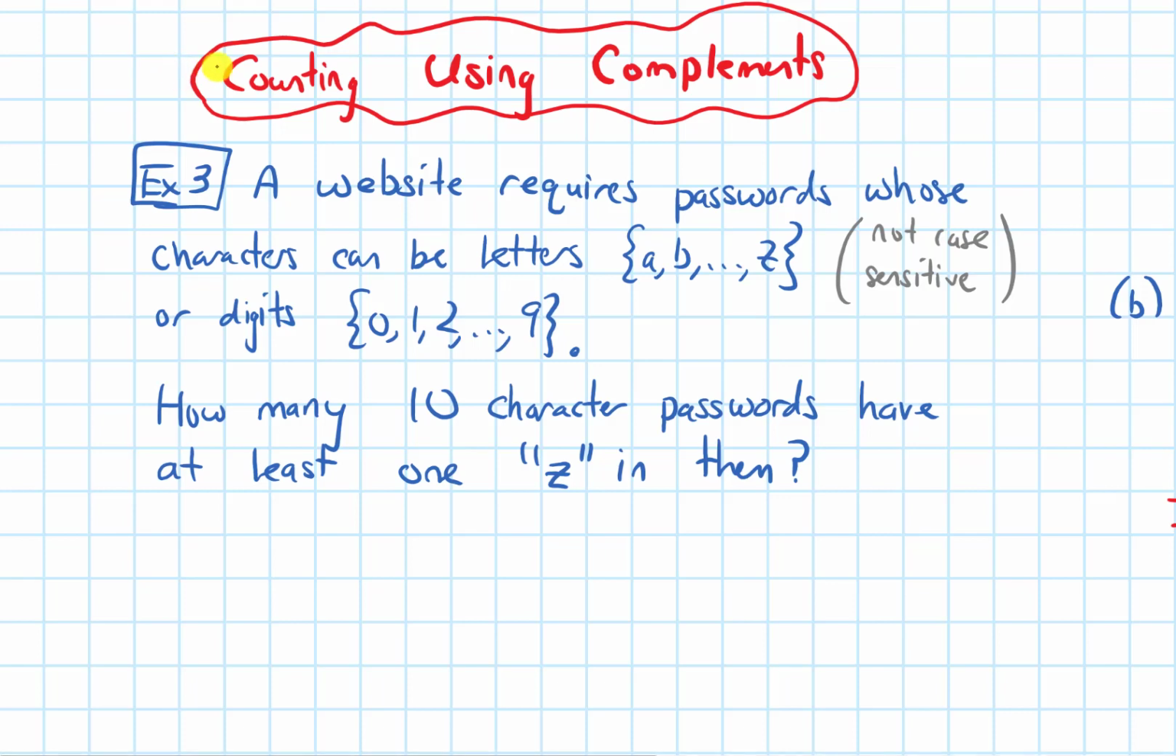In this video, we'll talk about how we can count something using complements. So I want to motivate this with an example, which says that a website requires passwords whose characters can be letters A, B, C, up to Z. And these are not case sensitive, which means that we don't care about whether it's a lowercase or a capital letter. For our purposes, that's the same. Or the characters can be digits, the digits between 0 to 9, all of those integers. How many 10-character passwords have at least one Z in them?